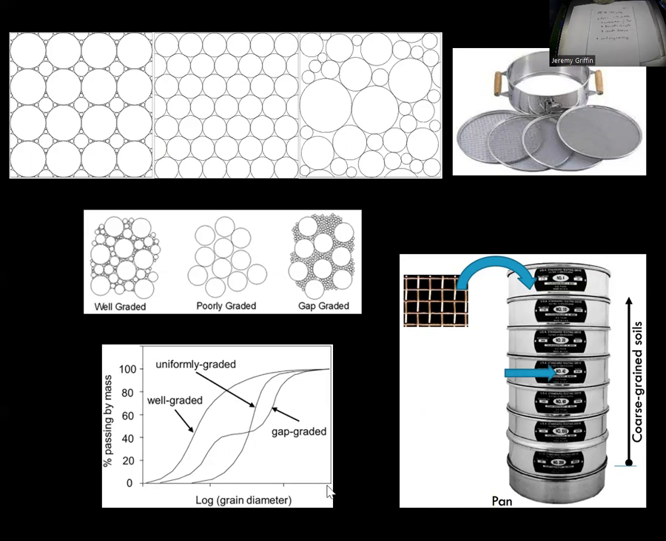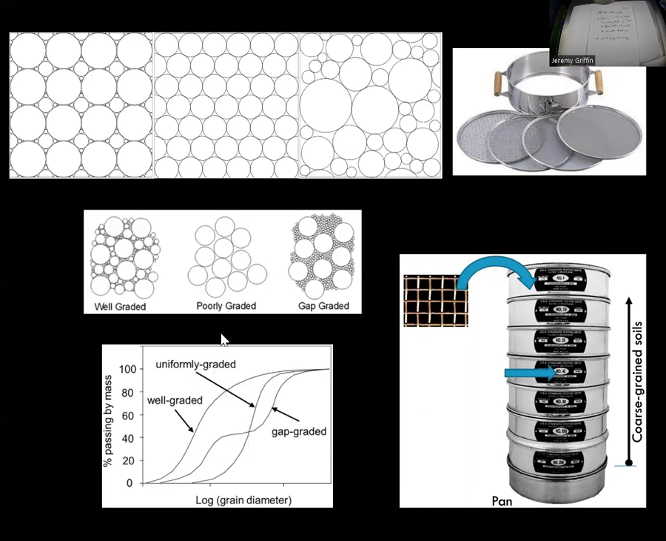Let's take a look at this graph down here. Got the grain size increasing to the right and the proportion passing through the sieve increasing going up. Of course, it's cumulative because at some point you add up all the sand grains. And so well graded: we've got some small, some medium, some large, and then it accumulates and you've accounted for all the soil.